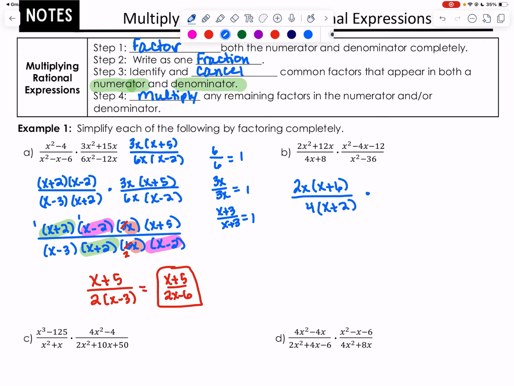My second fraction, let's see, this would be x and x for x squared. For the 12, I'm going to use 6 and 2. Make the 6 negative, the 2 positive.